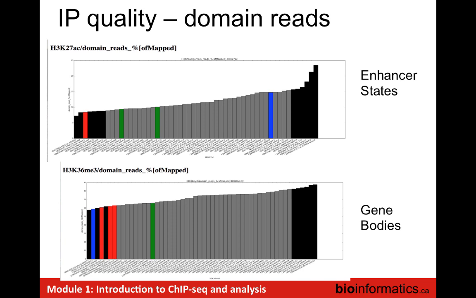So I can't read this. I guess this is 10, 15% of my reads are falling within enhancer states, right? And you can see that it's fairly stable, although there are outliers. Similarly with H3K36, which is a mark within gene bodies, if we just take protein coding genes and ask how many reads fall within protein coding genes, you can see that we're in the 60, 70% regime.